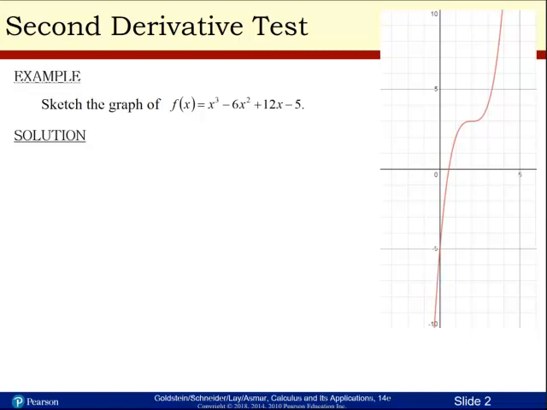So we're asked to sketch the graph of f of x equals x cubed minus 6x squared plus 12x minus 5. So I've graphed this function on Desmos. This is what I always do first. Whenever they ask me to do something about graphing, I graph it on my graphing calculator. I'm not going to take your graphing calculator away.